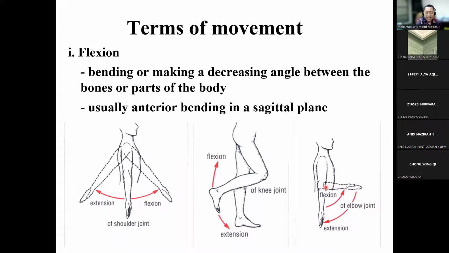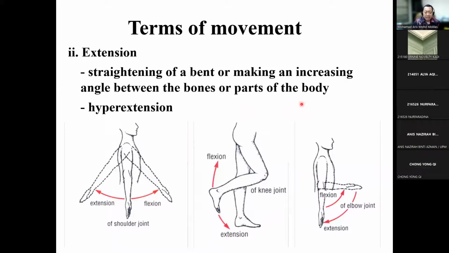Usually anterior bending in the sagittal plane. Remember the sagittal plane? Here is our sagittal plane, right? So flexion and extension normally occur in the sagittal plane. Usually anterior bending. You can see here for the shoulder joint, anterior bending, and the elbow, anterior bending. But as for your knee joint, it is posterior bending. But the movement still occurs in the sagittal plane.